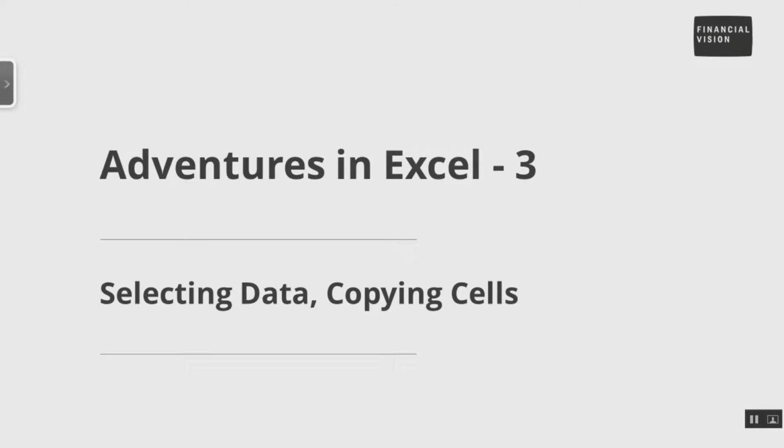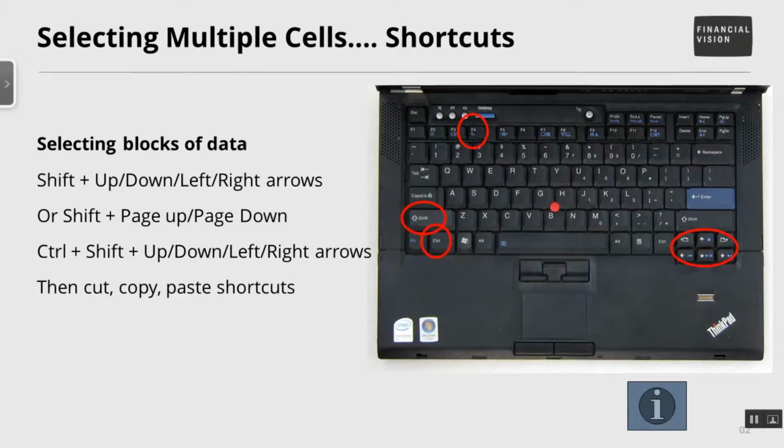Welcome again. We carry on with our adventures in Excel, and this time we're going to be selecting blocks of data and copying them somewhere else. And here are the keystrokes. Again, whenever there's a plus sign, you have to hold the shift or the control button down and then press one of the other keys. Undoubtedly, the star of the show is going to be this one here, control shift with one of the arrows. And that's going to allow us to select and copy large blocks of data very, very quickly.